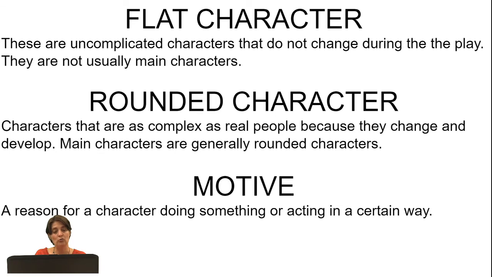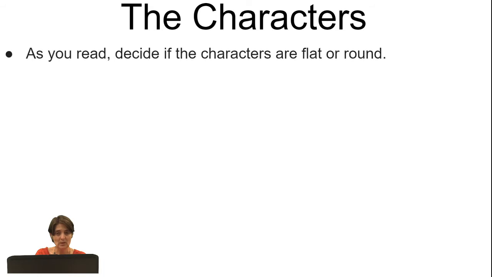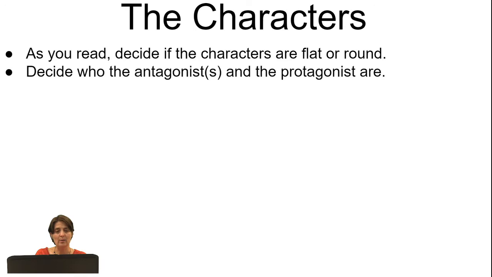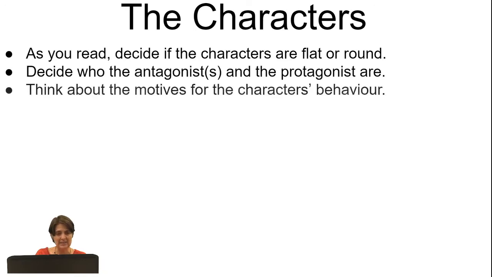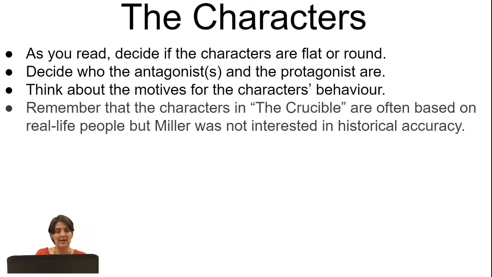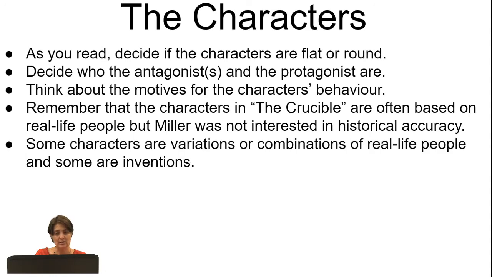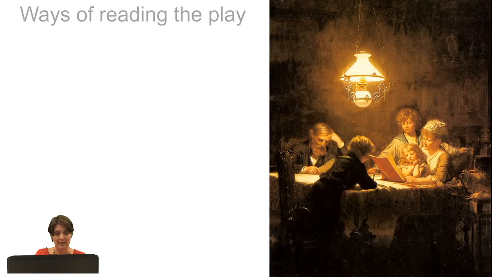Okay, motives are the reasons why characters do things or act in a certain way. So as you read and think about each character, decide if they're flat or round. We've talked about who the antagonists and protagonists are. See if you can add to that list. Think about the motives for the characters' behavior. And always remember that the characters in The Crucible, although based on real life people, are not strictly historically accurate, because that wasn't Miller's primary concern. So some characters are variations or combinations of real life people, some characters are inventions.